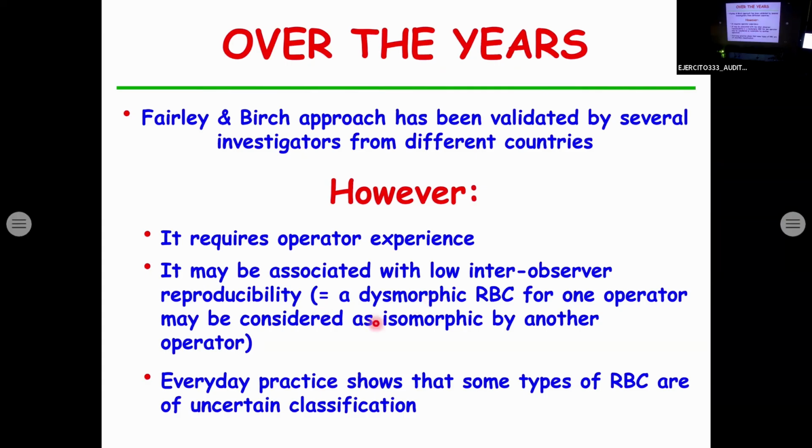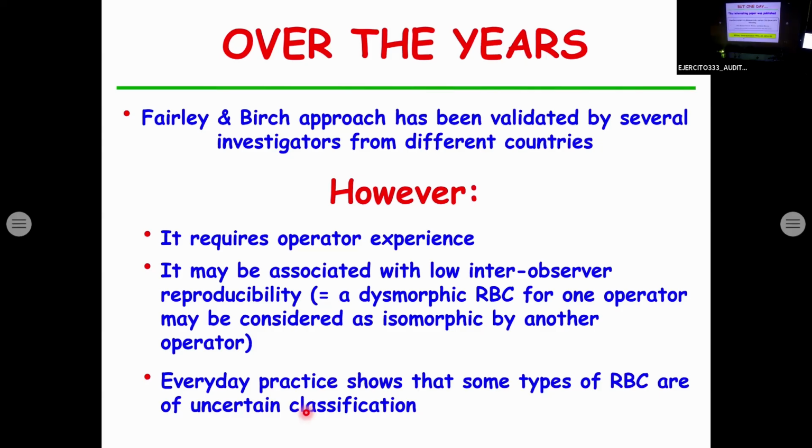And in everyday practice, we come across almost every day some types of red blood cells which have an uncertain classification. This happened also yesterday morning. Do you remember, Fiorella, that there were a few red blood cells which we could not say, is this isomorphic, is this dysmorphic?